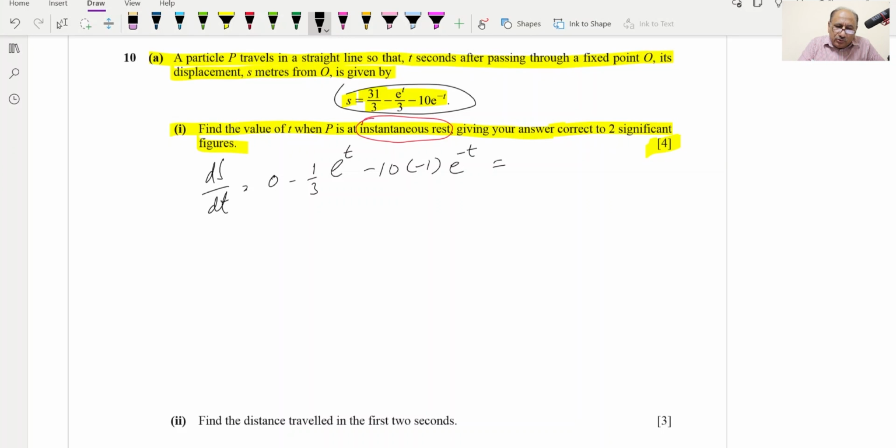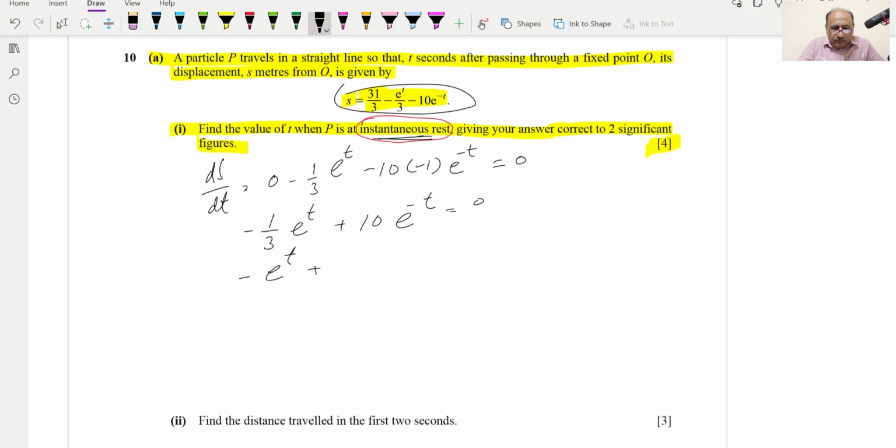And this we can put equal to 0 because it is at instantaneous rest. So our equation will reduce to 1 over 3 minus 1 over 3 e raised to the power t, and minus minus, so plus 10 e raised to the power minus t is equal to 0. And further we can multiply everything by 3, so we'll get minus e raised to the power t, basically.